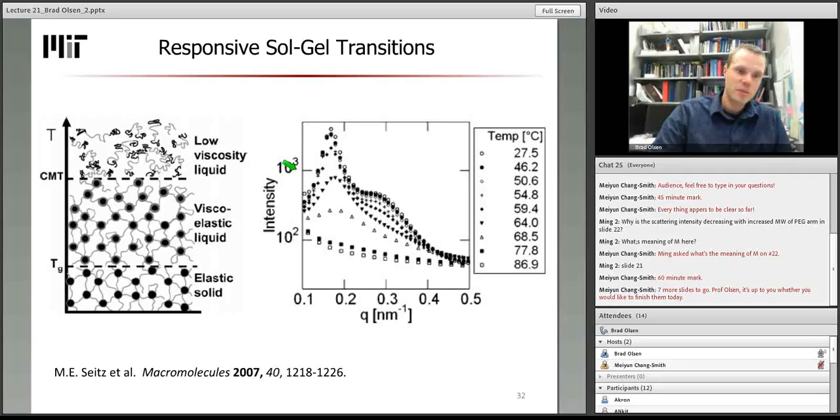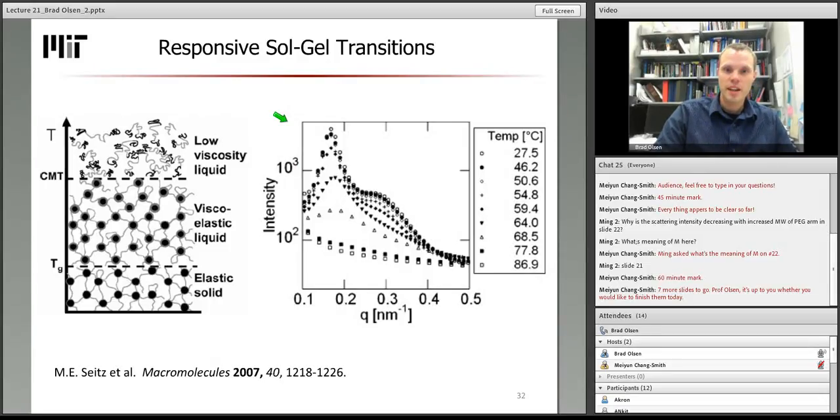and illustrate schematically the phase behavior here, where the materials are heated. As the materials are heated, they transition from an elastic solid to a viscoelastic liquid to a fully dissociated low viscosity, high temperature fluid phase. And shown on the right-hand side of this graph, again, are the neutron scattering curves measuring structure in these materials as a function of temperature.